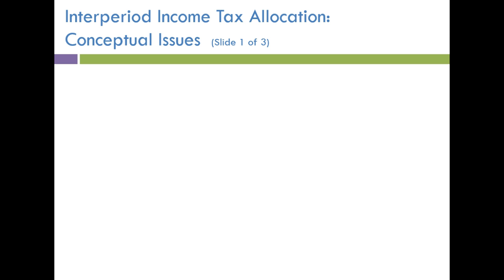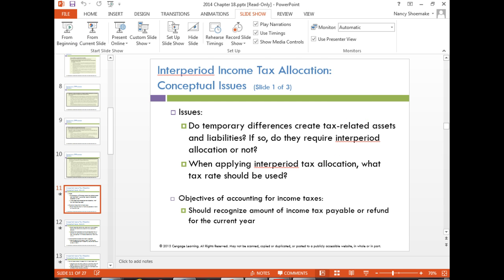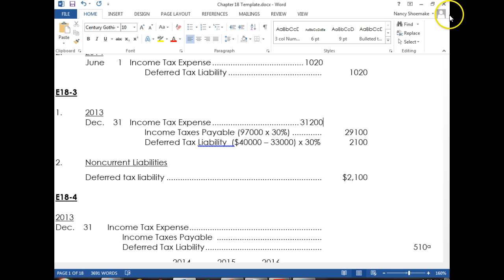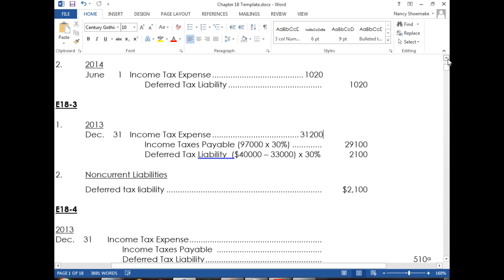Yes, Karen? Yep. I just want to make sure we get this one. For 18.3, we had the non-current liabilities, or deferred tax liability, for 2,100. Okay, one second. Let me go here. So for 18.3, yes. I just wanted to ask, since it's a non-current liability, it'll be paid in future years. That is correct. That is correct.